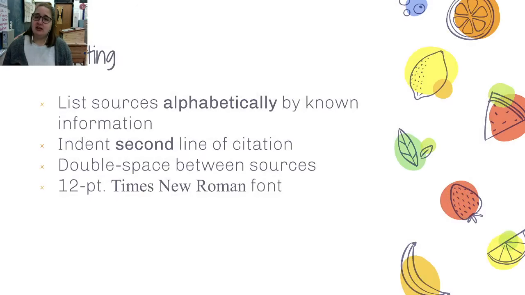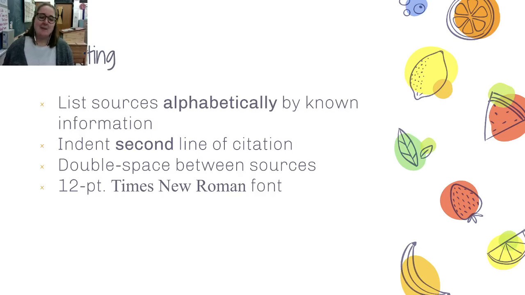You're going to list your sources alphabetically by the first piece of information you know. So if you have an author, you'll use that. If you only know the name of the web page, you'll use that instead, and you'll do it alphabetically. The "the" does count here. So if you have "the cat" and "the dog," the cat would be placed before the dog. And they would be placed after silly snakes.